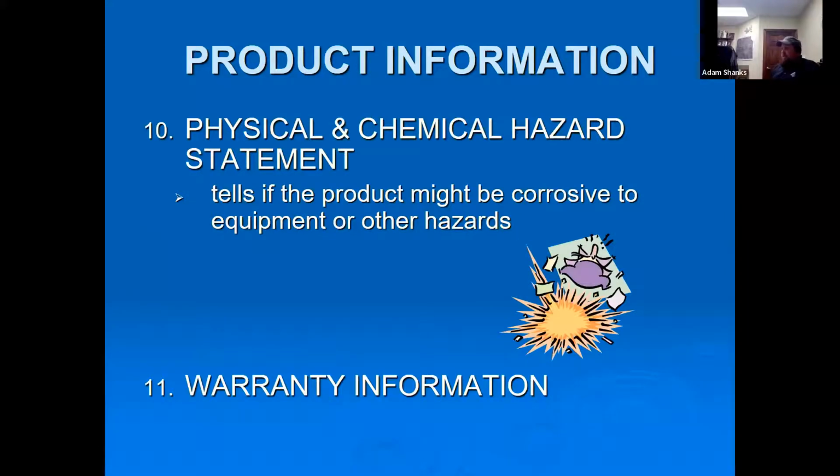So a physical and chemical hazard statement just tells if the product might be corrosive to equipment or other hazards, and then the warranty information, you know, who to contact if the product fails.